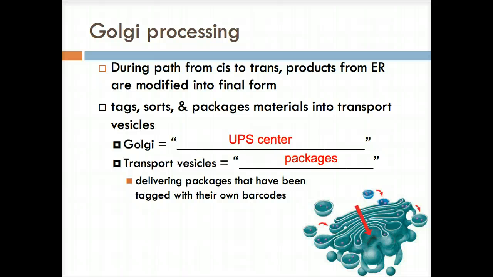The Golgi processing, so from the cis to the trans portion of this Golgi apparatus, the protein is tagged and sorted, as we said. The Golgi can also be referred to as the UPS center. These little transport vesicles that eventually bud off are sometimes referred to as packages, right? They've been tagged with little barcodes, and they know where to go based on the barcodes that the Golgi apparatus has placed on them.